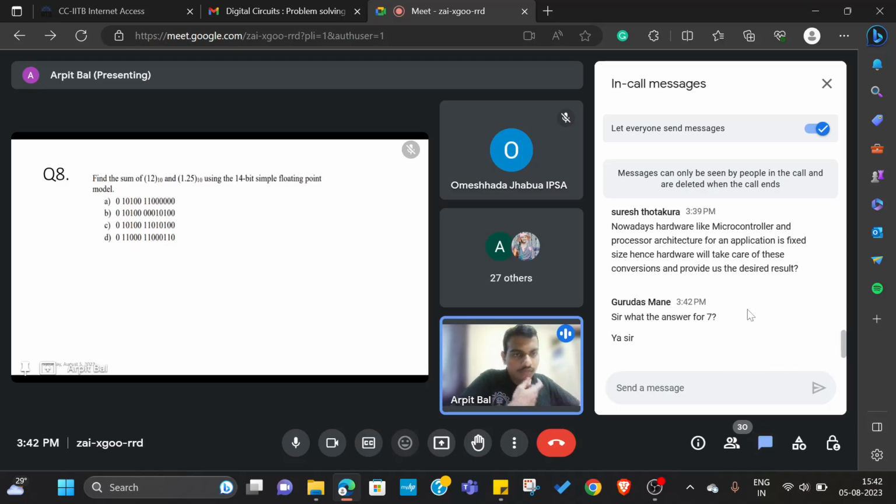Okay, so we have a doubt. Nowadays, hardware like microcontrollers and processor architectures for an application of fixed size, hence hardware will take care of these conversions and provide us the desired result. Yeah, Suresh, you are correct.